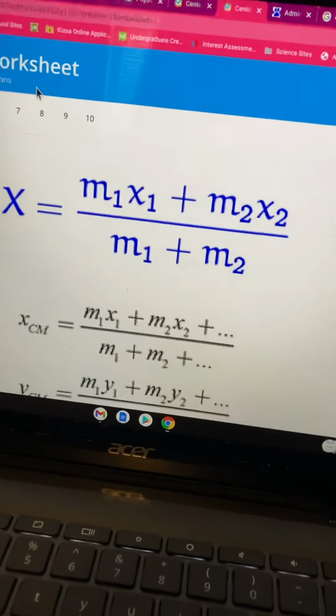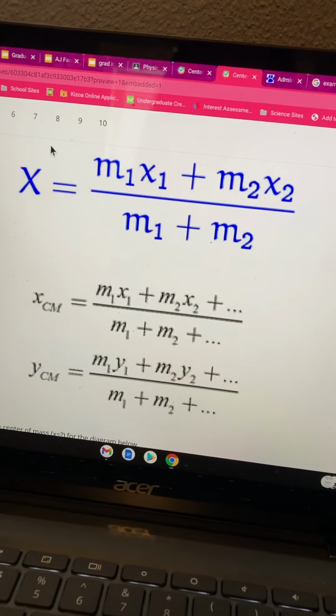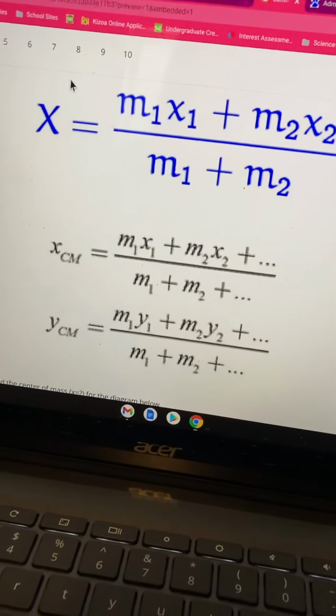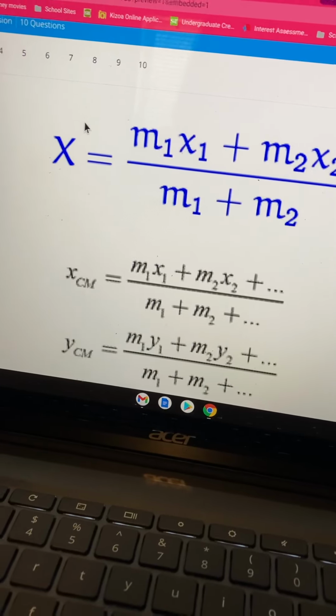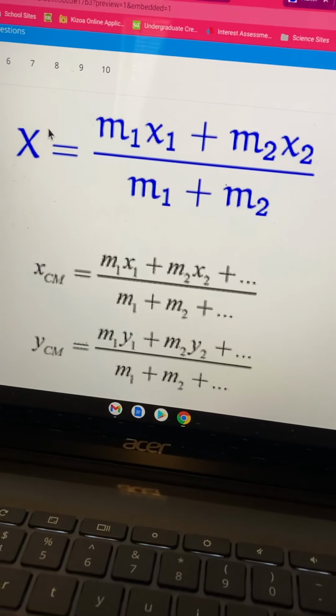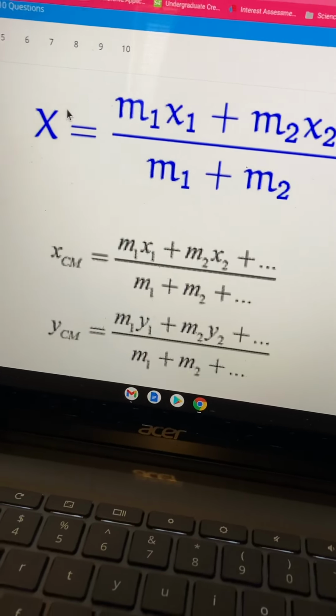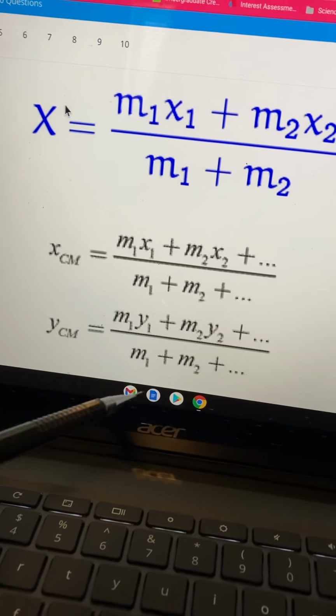All right, I'm going to do the first problem for you. I have uploaded a picture of the equations on your worksheet. If you're just looking for one point, you only have to use the top one. If you are looking for an x and y coordinate, you'll need to do it once for the x coordinate and once for the y coordinate.